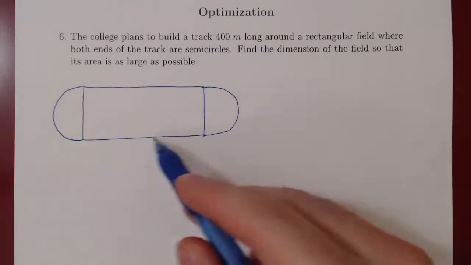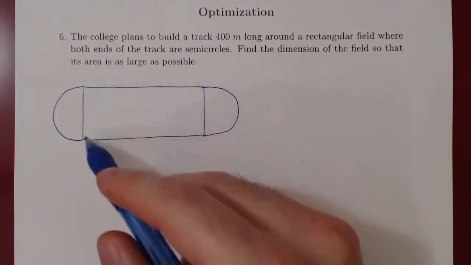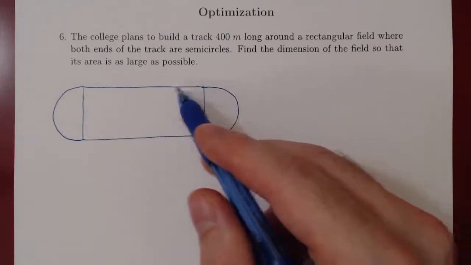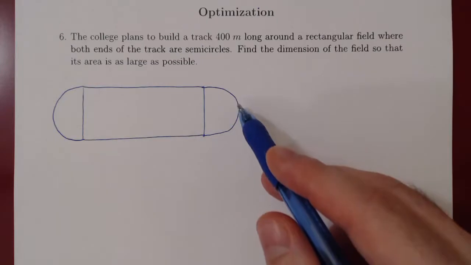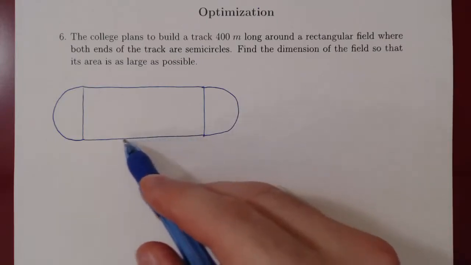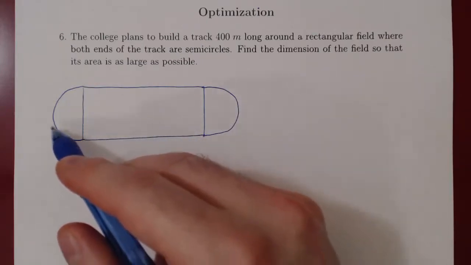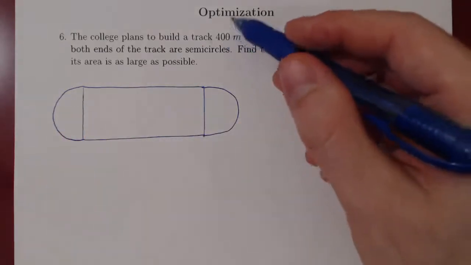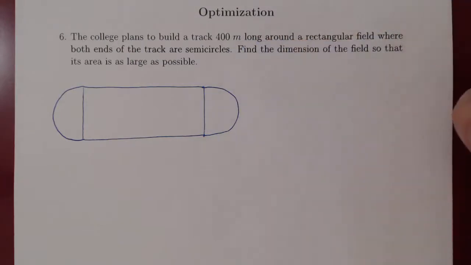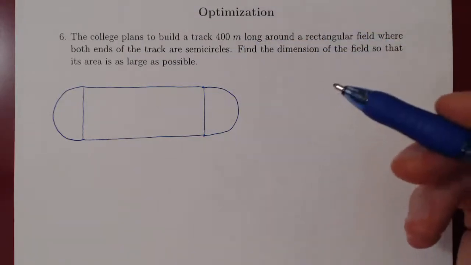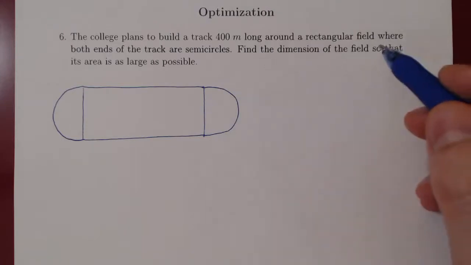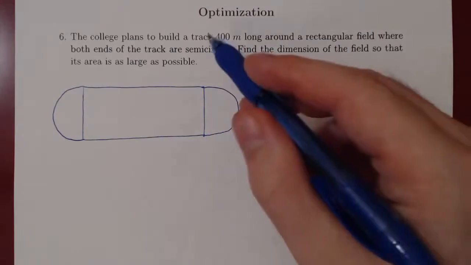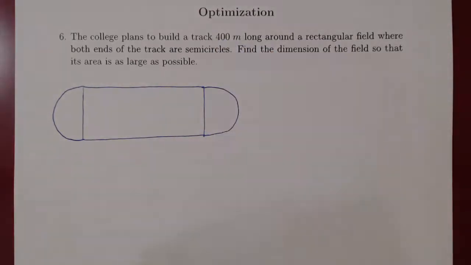You have your rectangular field. This could be a football field, a soccer field of some kind. And then you have a track that runs along the rectangular field. At the end, you have a semicircle. Then you keep going around, reach the other end, and another semicircle. So this is your track. We want the track to be 400 meters long. And the question is, find the dimension of the field so that the area of the rectangular field is as large as possible, but where the track is exactly 400 meters long.